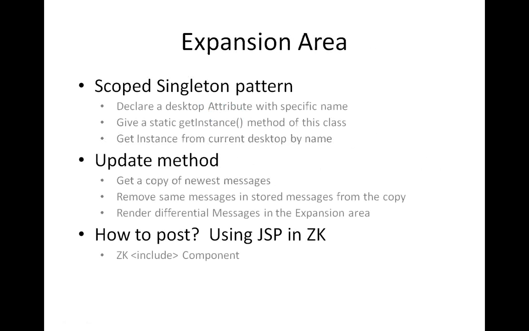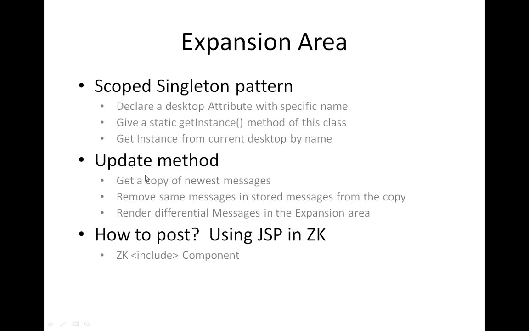So in the expansion area, I already got you the first design pattern that I want to introduce today. That is the scope singleton pattern. I declare a desktop attribute with a specific name. I give a static getInstance method of this class. Then I can get the instance from the current desktop by name.